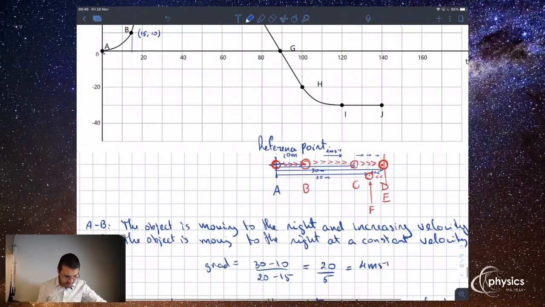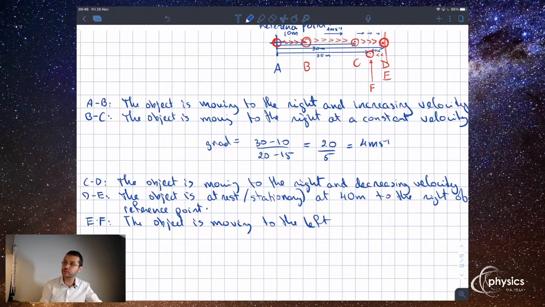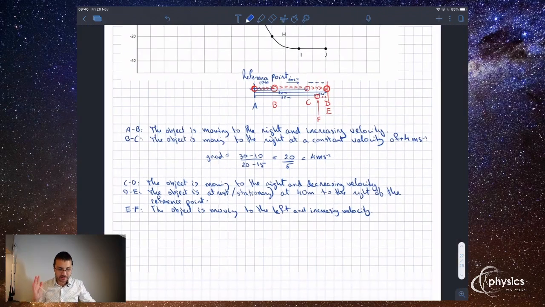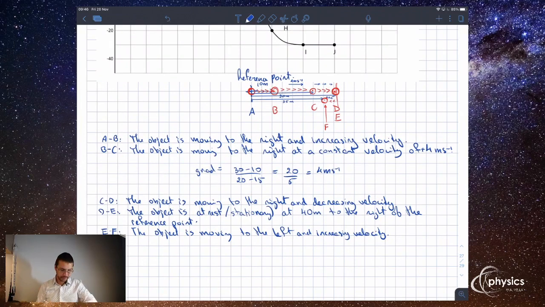So here I can say the object is moving to the left. In fact, the velocities are pointing to the left. And increasing velocity. You have to decide if it is increasing or decreasing velocity by checking what's happening to the magnitude of the graph. If it's getting steeper, it's increasing velocity. If it's getting lower, it's decreasing velocity. So in this case, it's increasing velocity because it's getting steeper.